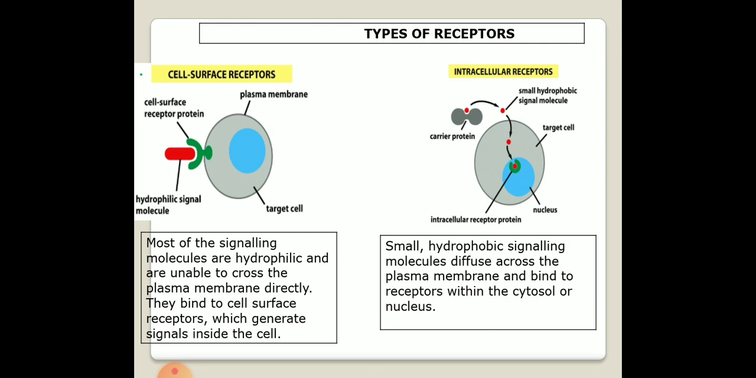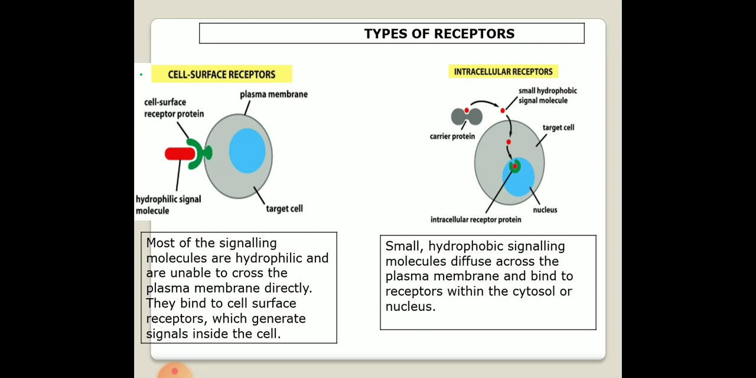Now we have two types of receptors. One are cell surface receptors, another are intracellular receptors. So the cell surface receptors are present on the surface of the cell. Here this receptor molecule faces the outside of the cell. We know the outside of the cell is hydrophilic and the plasma membrane has hydrophobic nature.